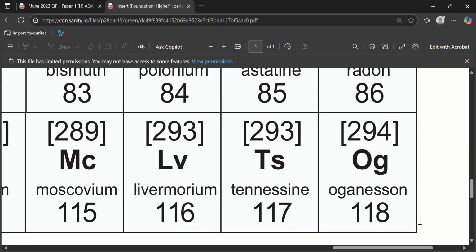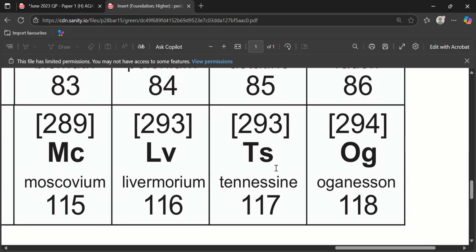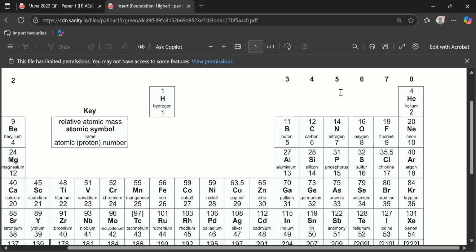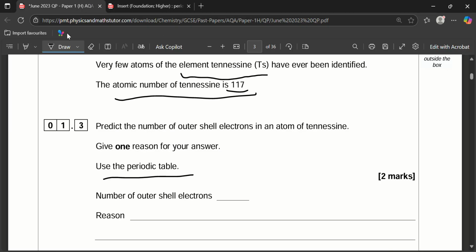If we zoom in further, we can see the tennessine, yep, tennessine 117, and it belongs in group 7, the halogens. So we can say that there will be 7 outer shell electrons in the group of the halogens where tennessine belongs. The reason is, I'm just going to write, it is in group 7, the halogens.